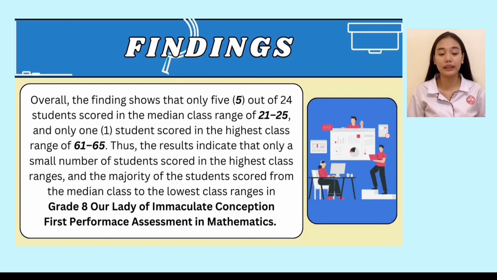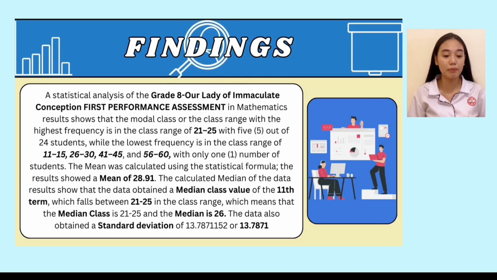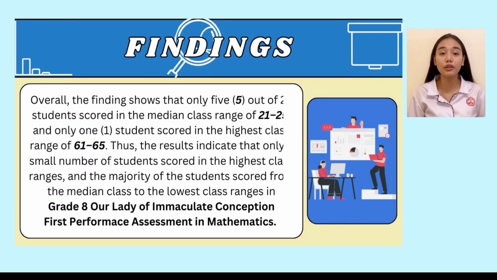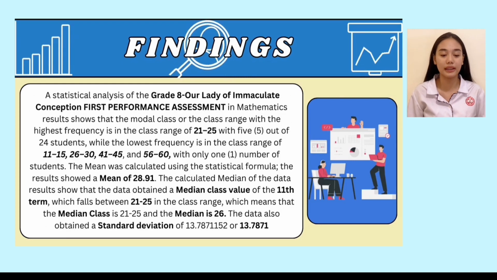The mean was calculated using the statistical formula. The results showed a mean of 28.91. The calculated median of the data shows that the data obtained a median class value of the 11th term, which falls between 21 to 25 in the class range, which means that the median class is 21 to 25 and the median is 26. The data also obtained a standard deviation of 13.7871152, or 13.7871.